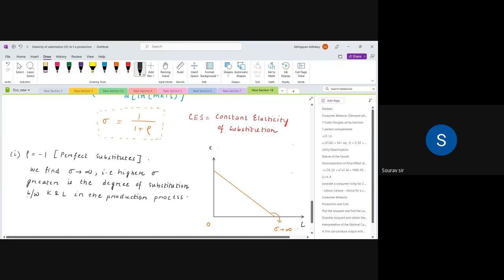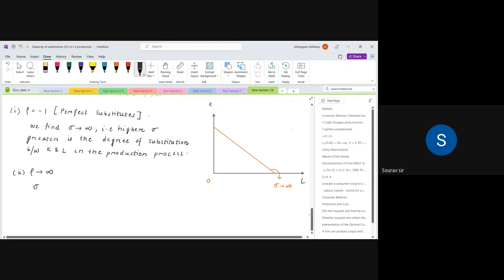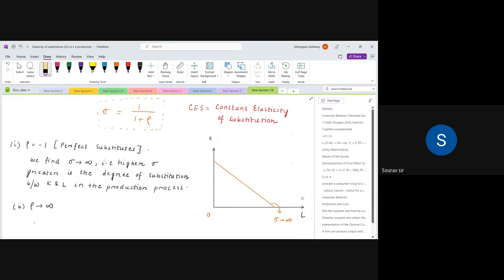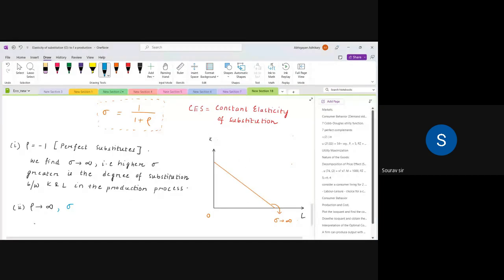Case 2. What if I ask you, what if rho tends to infinity? Then what will be sigma? Can anyone tell me? If rho tends to infinity, then what will be the possible value of sigma? Zero. Equals to 0 or tends to 0? Tends to zero, sir. Tends to 0.